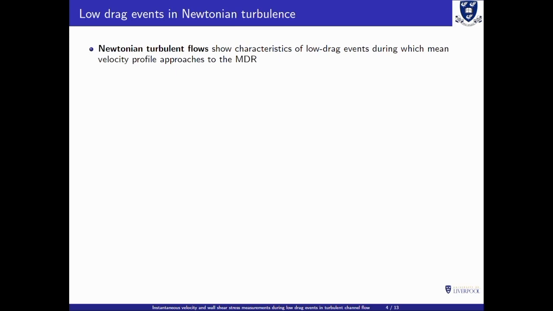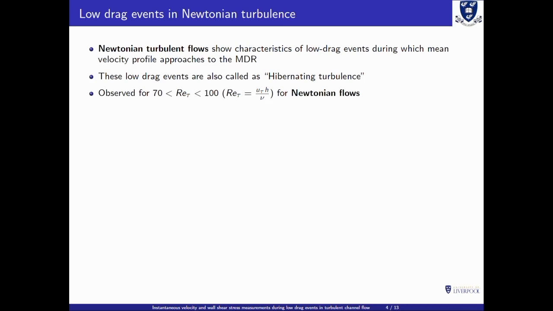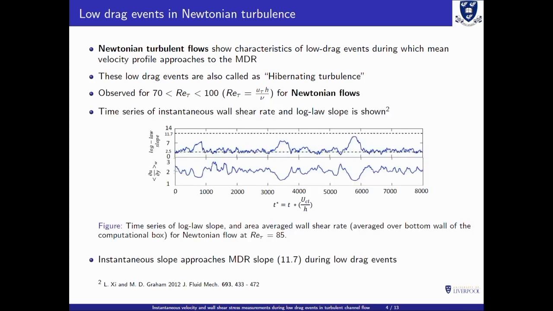In recent literature it has been found that even in Newtonian turbulence there are moments of low drag when the velocity profile approaches the maximum drag reduction profile. These moments are called hibernating turbulence. Till now it has been observed for Reynolds number, based on u tau and channel half height, between 70 and 100 for Newtonian flows.